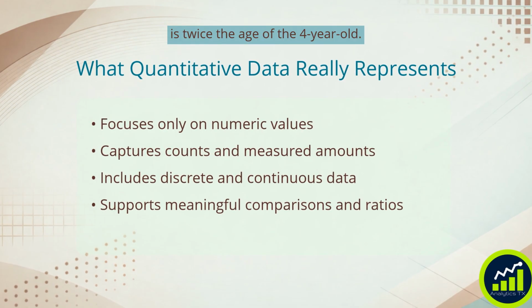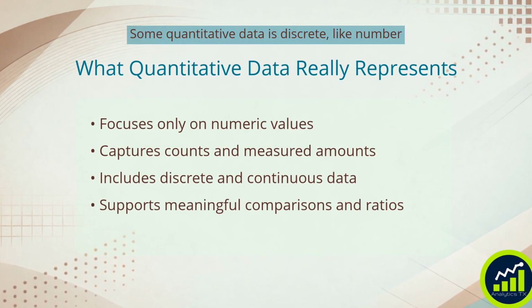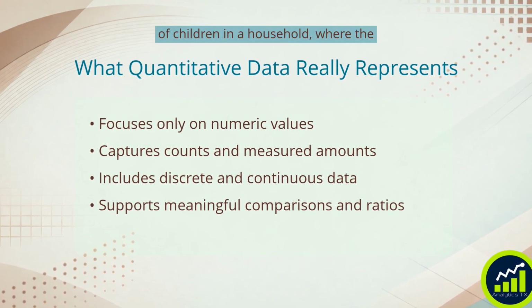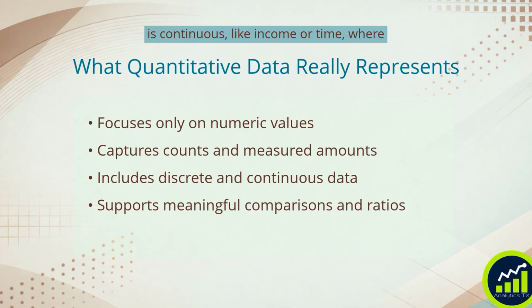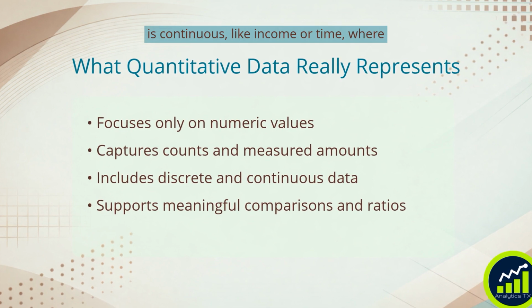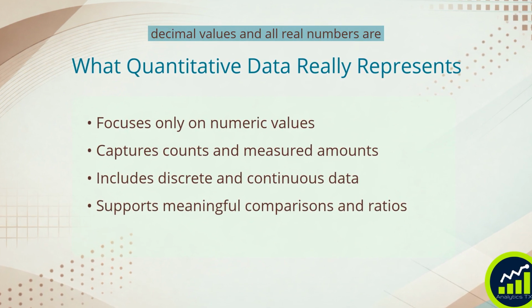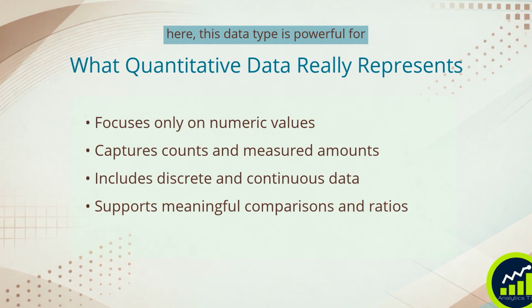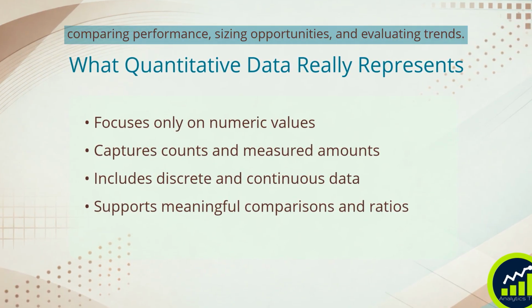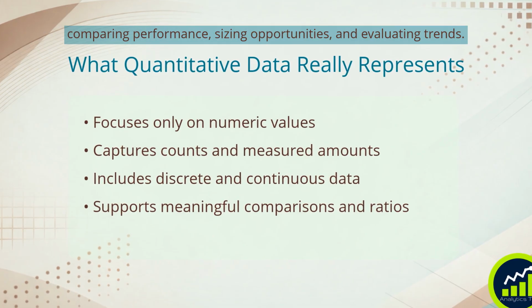Some quantitative data is discrete, like number of children in a household, where the values are whole numbers. Other quantitative data is continuous, like income or time, where decimal values and all real numbers are possible. Because differences and ratios are meaningful here, this data type is powerful for comparing performance, sizing opportunities, and evaluating trends.